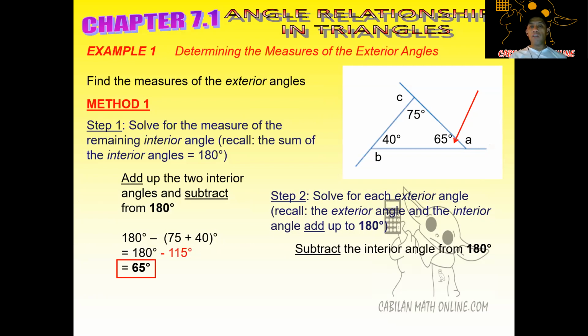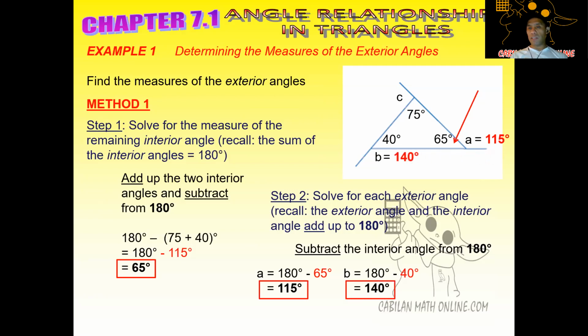So for example, for angle A over here, all we're going to do is subtract 65 from 180, because A and 65 degrees form supplementary angles. So we have a measure of 115. Same thing with angle B. All we're going to do there is take the 40 degrees and subtract it from 180, and that gives us 140.